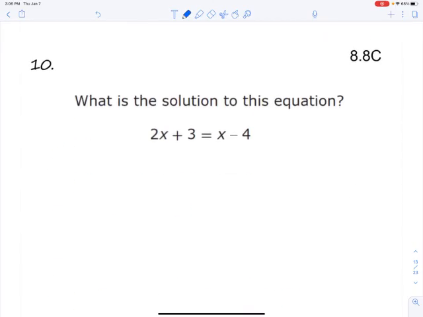And then question number 10. What is the solution to this equation? Well, this one's just like that one on number 8, and we just have to solve it. So the first thing I'm going to do is I'm going to change my subtraction to addition next to its opposite. Now I want to move my x over to be with the 2x.